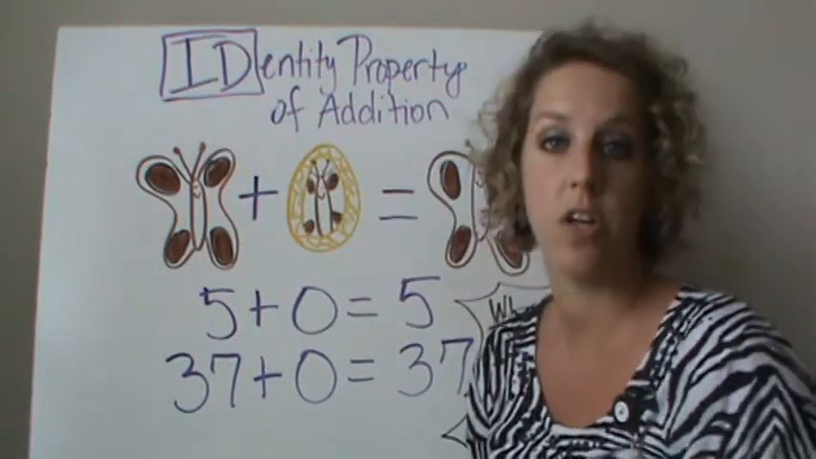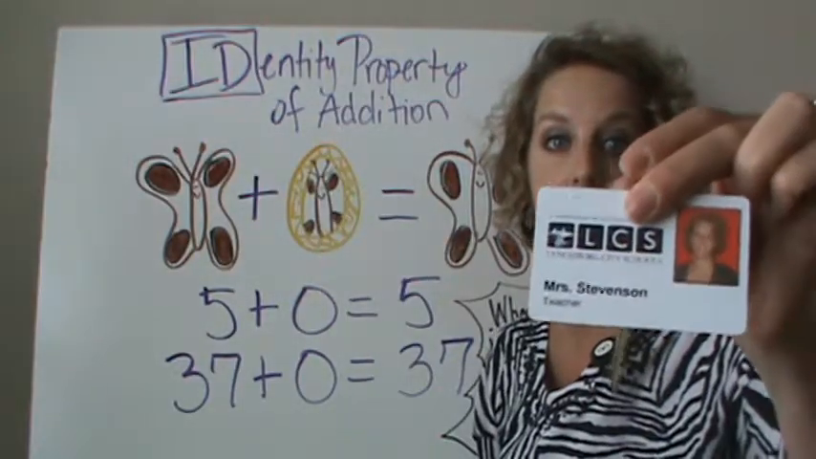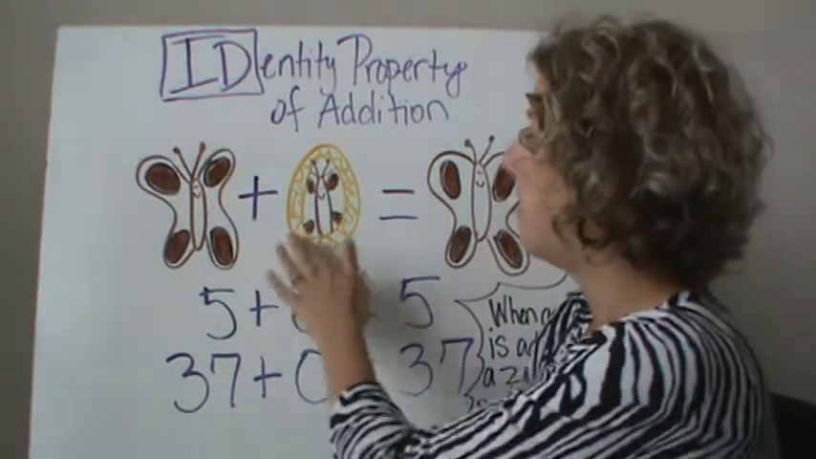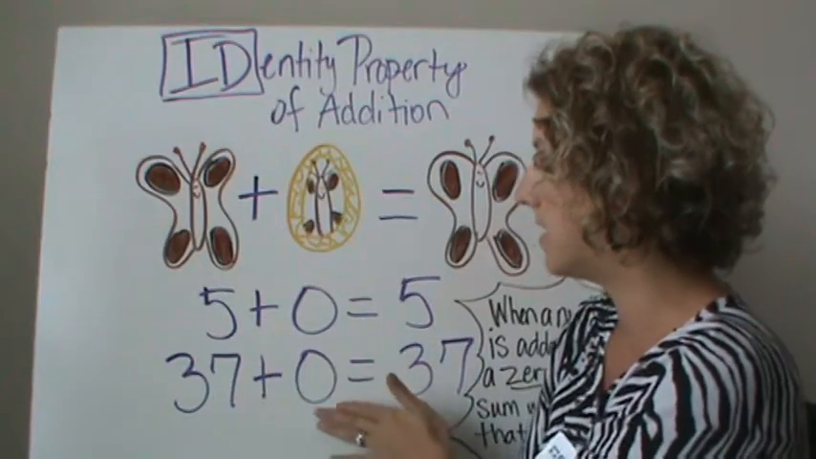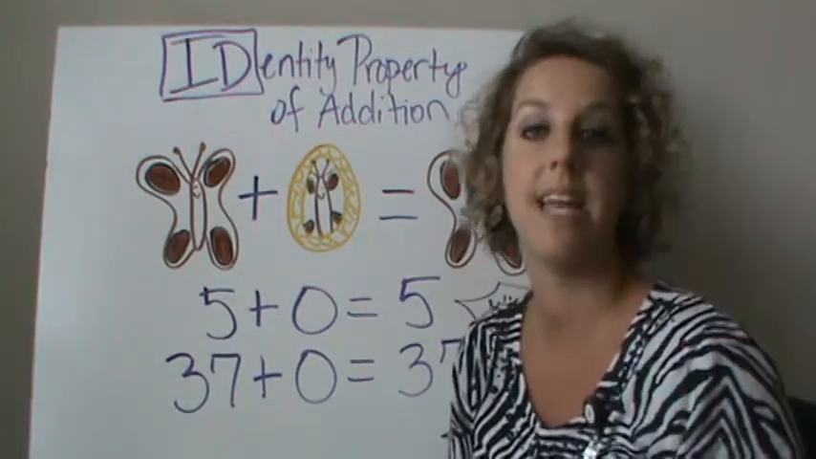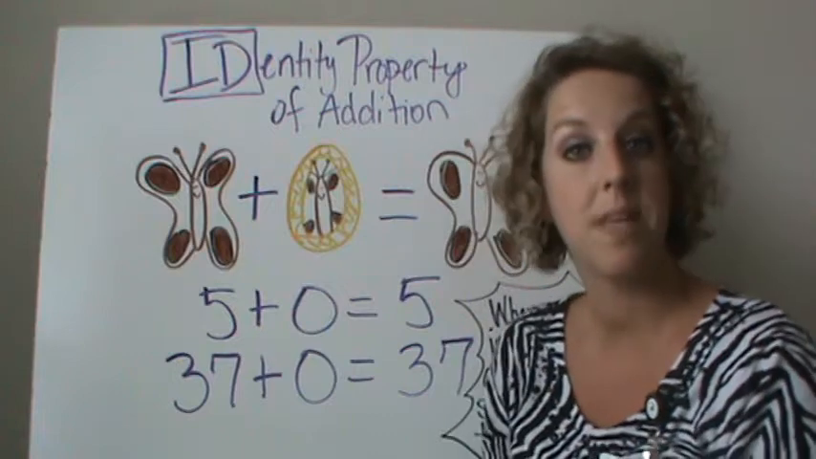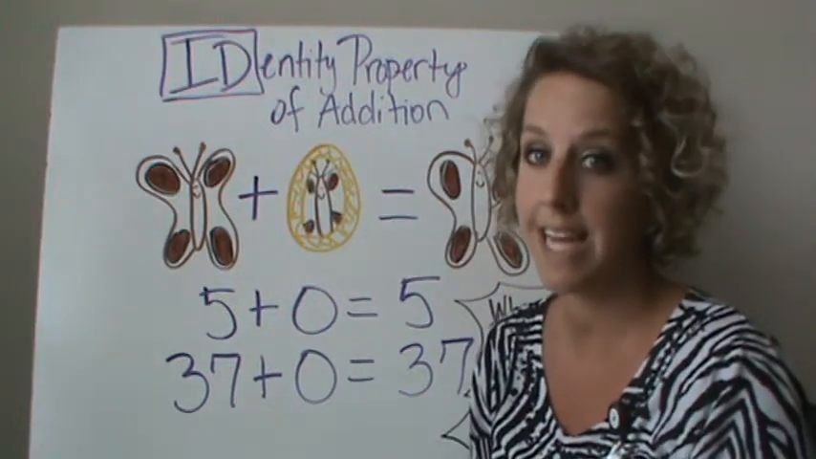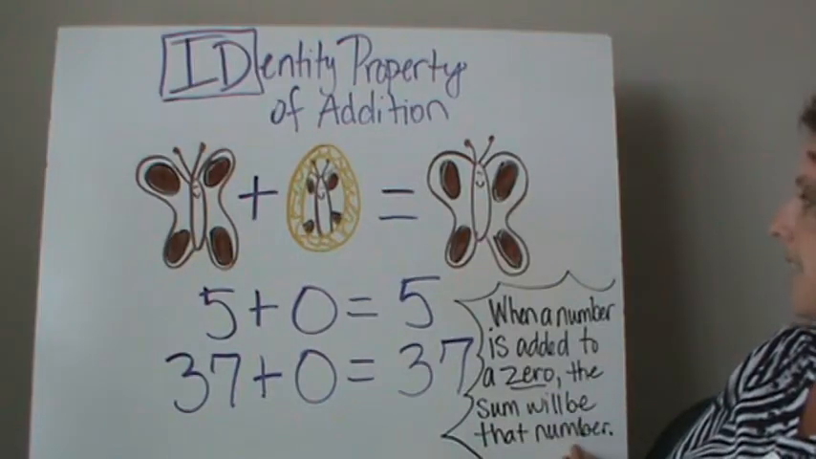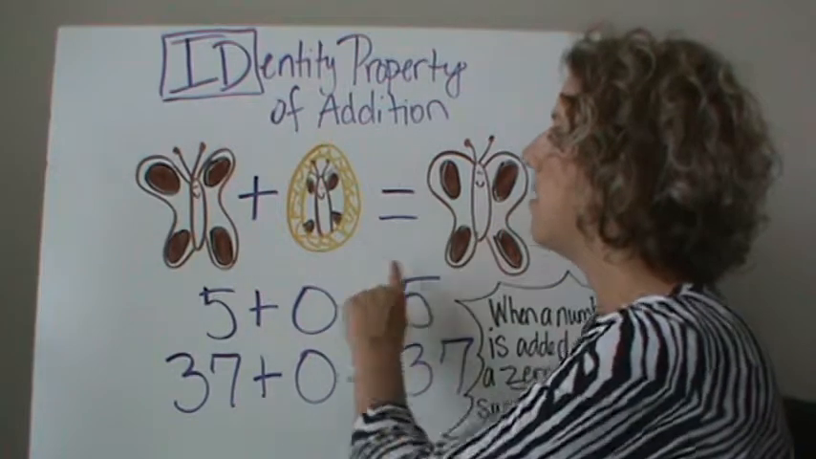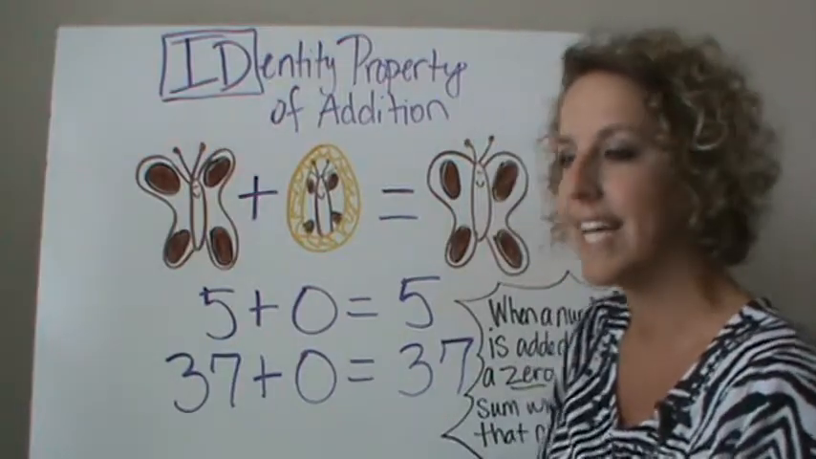So who are you going to see on your ID? You're going to see yourself. Who's the butterfly going to see? Himself. Who's the 5 and the 37 going to see? They're going to see themselves because that is indeed who they are. So you can remember the identity property of addition. Anytime a number is added to a zero, the sum will be that number. Think of the zero as a mirror. You see your identity.